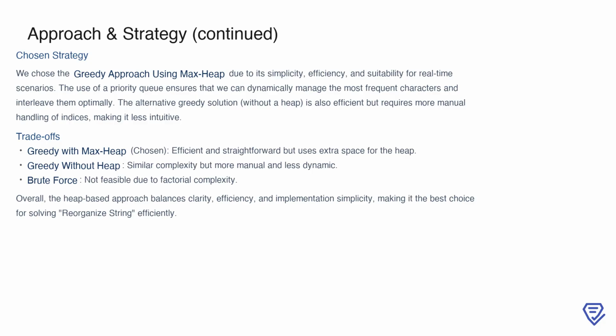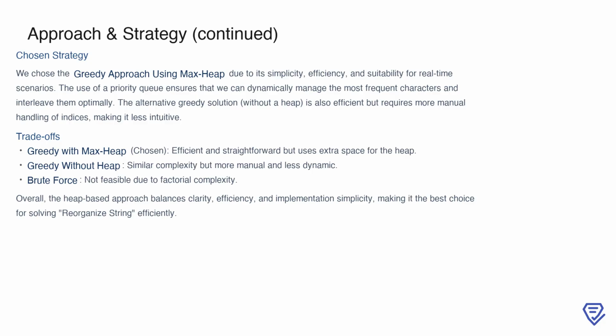The use of a priority queue ensures that we can dynamically manage the most frequent characters and interleave them in an optimal way. While the alternative greedy approach without a heap is also efficient, it requires more manual handling of indices, which makes it less intuitive and slightly harder to implement. On the other hand, the brute force approach, with its factorial time complexity, is clearly infeasible for larger inputs and not a viable solution. In terms of trade-offs, the max heap approach does use additional space for the heap, but this is a small price to pay for its clarity and dynamic character management.